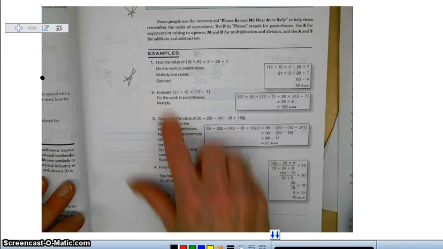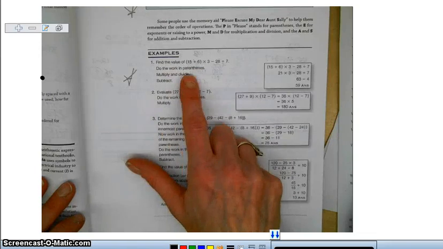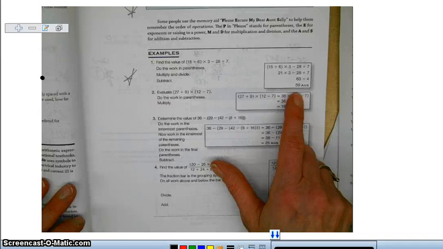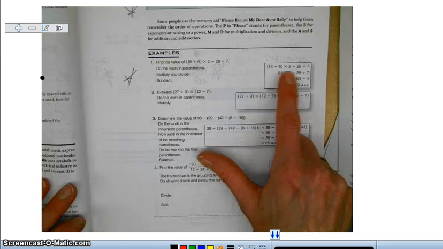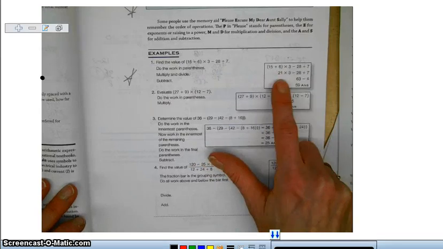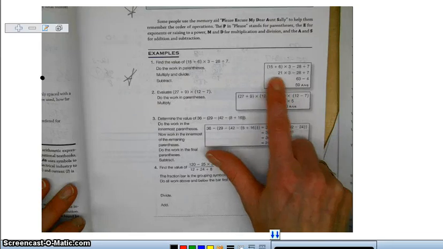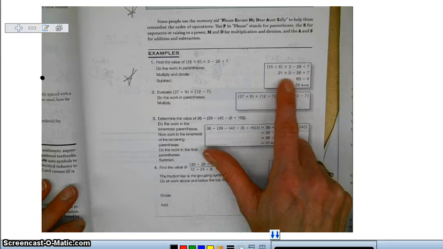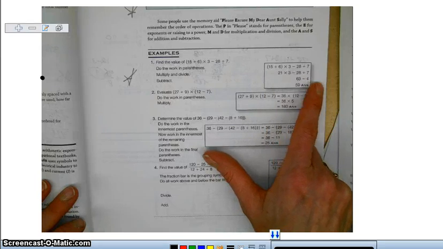So the first thing you're going to do is the work in parentheses. This is really nice because it's modeling how to show your work. This is the original problem. If I do what's in parentheses, I get a 21 below here. So 15 plus 6 is 21. And then I multiply by 3. Well, then the problem I have is 21 times 3 minus 28 divided by 7.